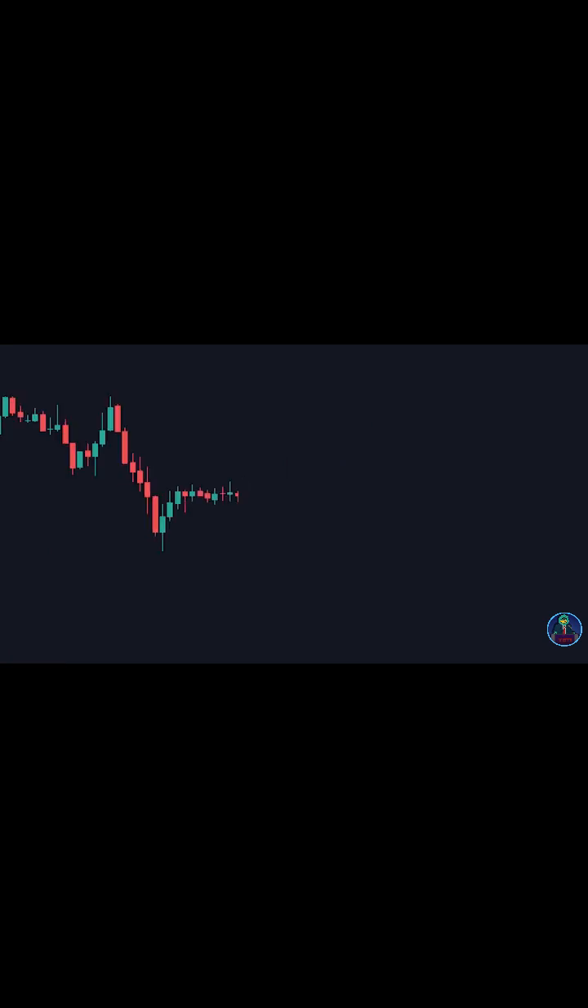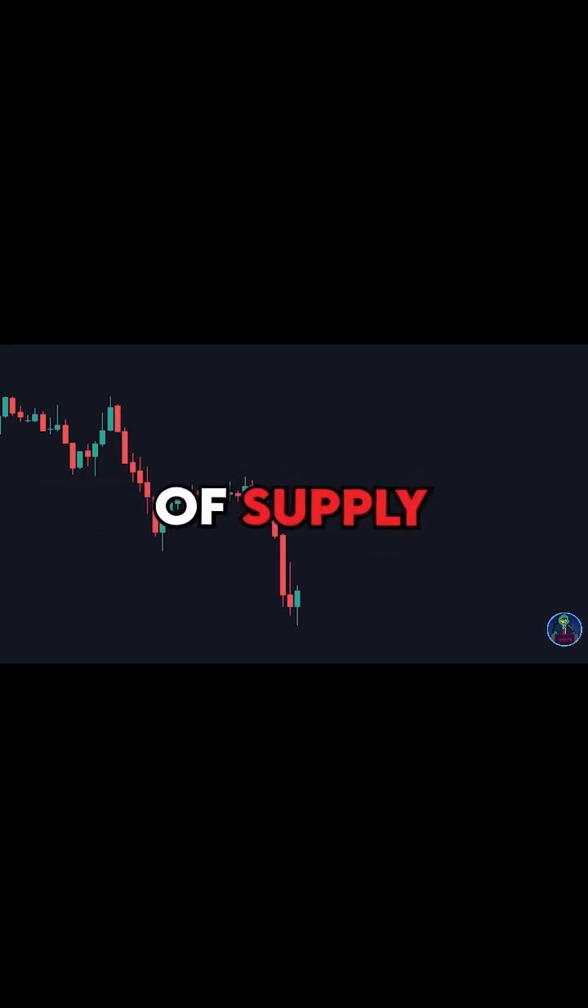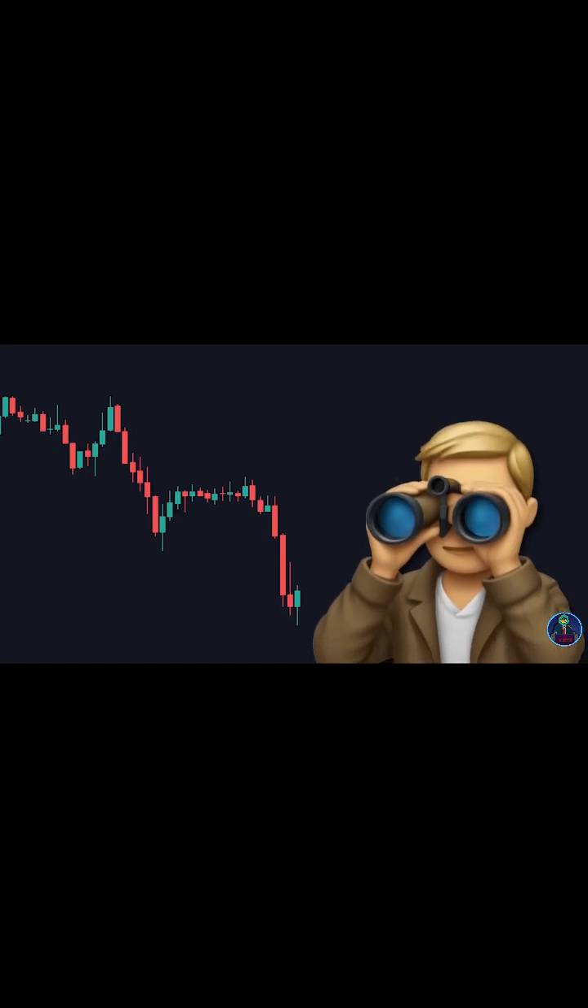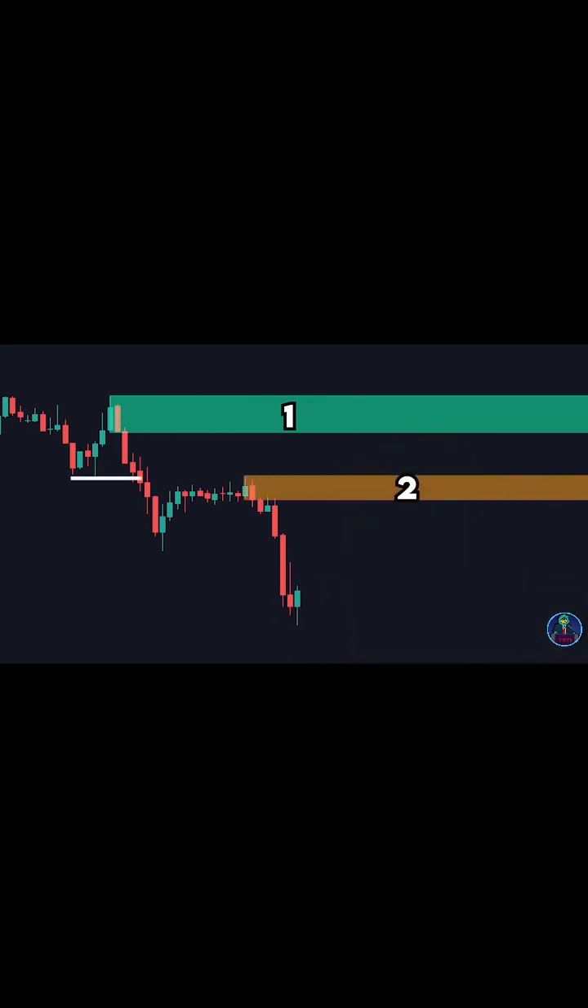Here's another example. Here we have the start of a reversal to the downside. So this time we'll look for short trades and areas of supply. Now, while looking at this chart, I immediately see 2 areas of supply. One right here and one right here. Which one should we use? Well, both of these zones broke the previous structure, so both of them passed that test.